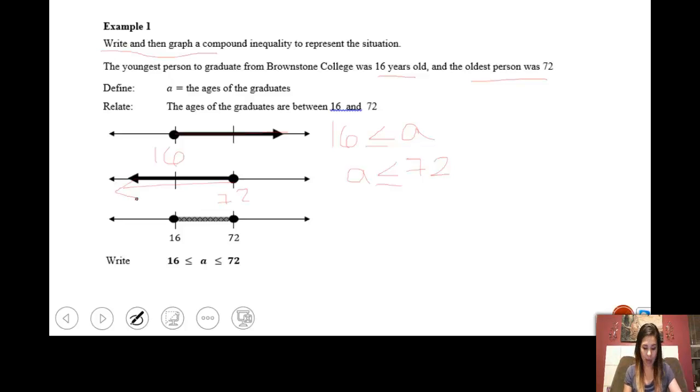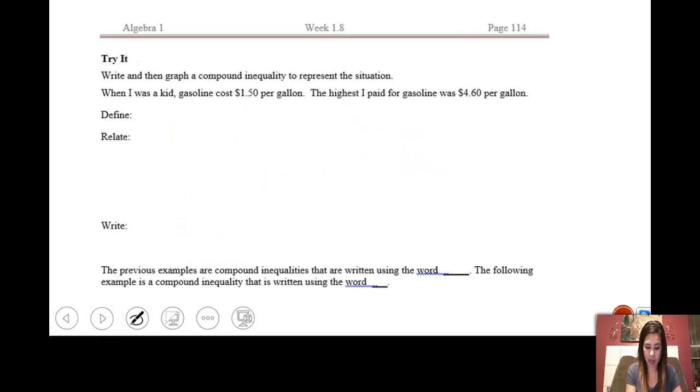So where they overlap, I see that they're overlapping right here, is my answer. So my final answer is this. From 16 to 72, I shade in between there, and that would be all my solutions. A, which is the age of these people, can be greater than or equal to 16, but it has to be less than or equal to 72 at the same time. Go ahead and pause me, try it, and then see if you can find the right answer.